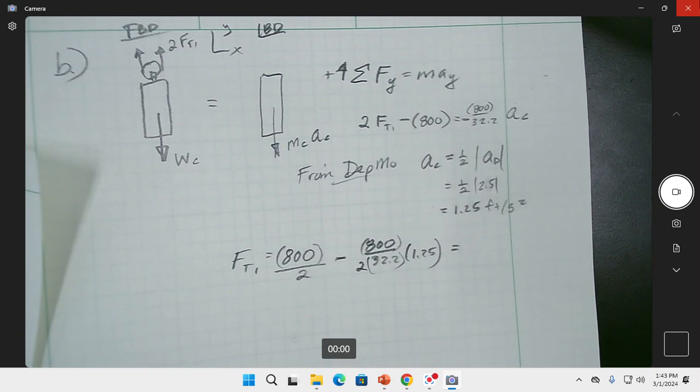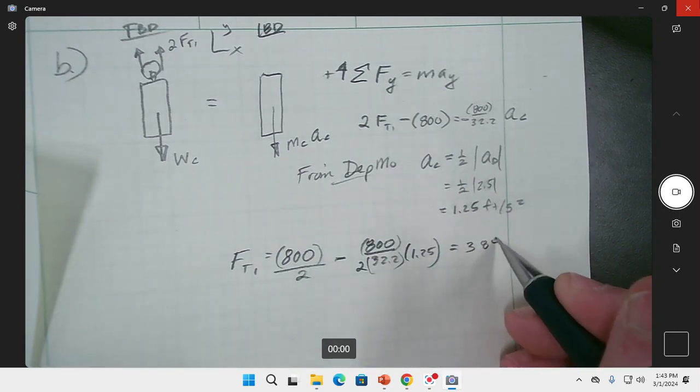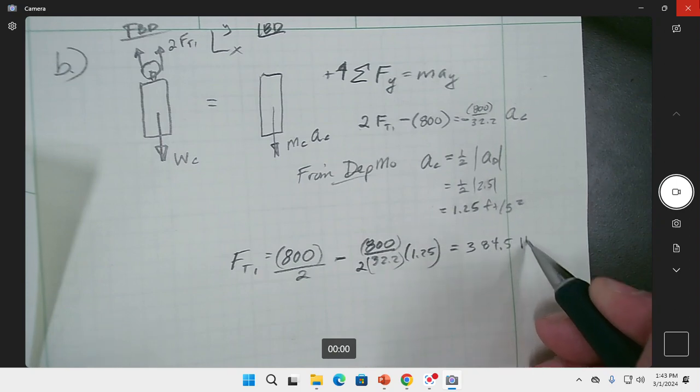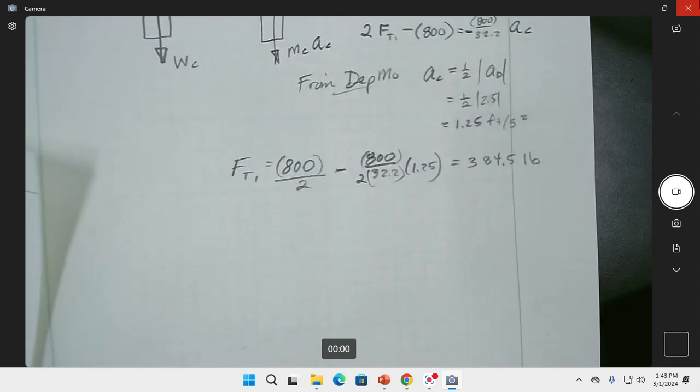So 800, I can't remember if I did this right. All right, hopefully somebody else is calculating this with me. Did you get 384.5? At the end, I probably screwed something up, but yeah, whatever.